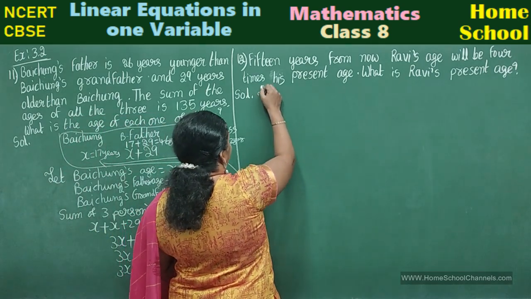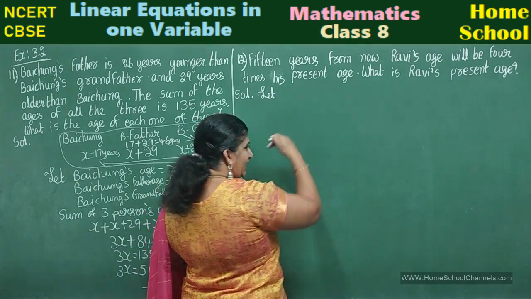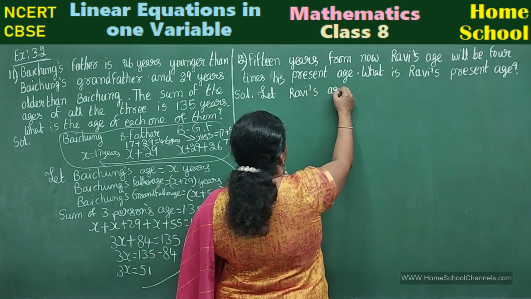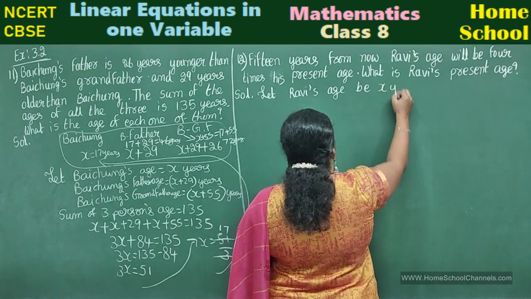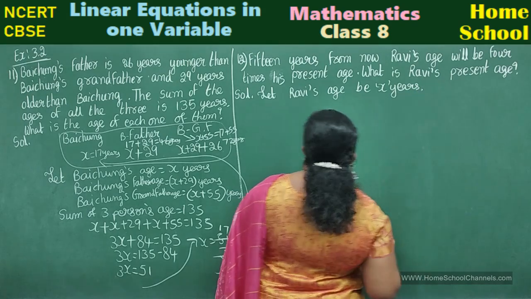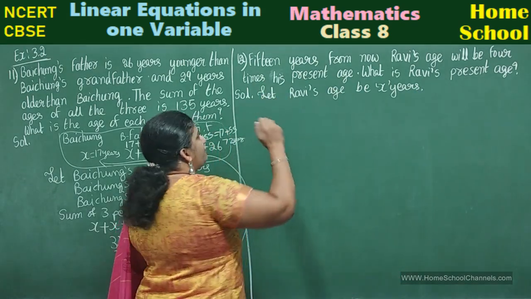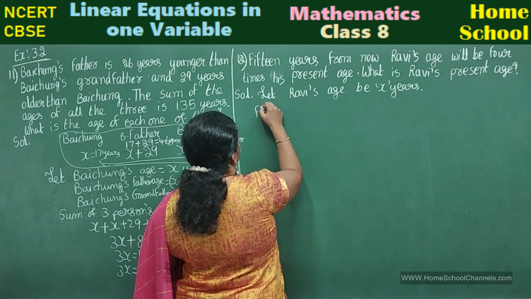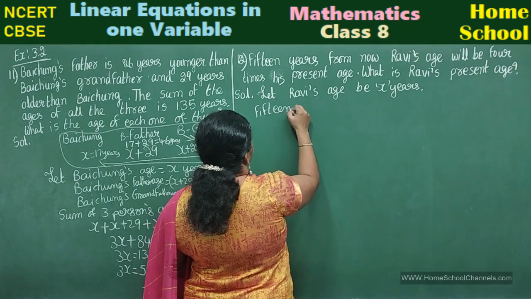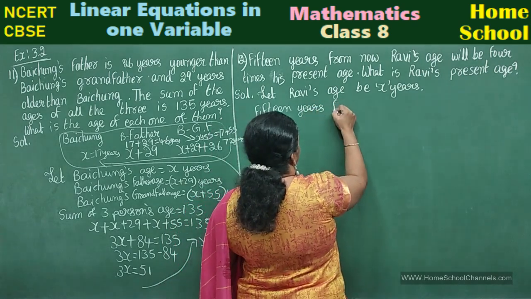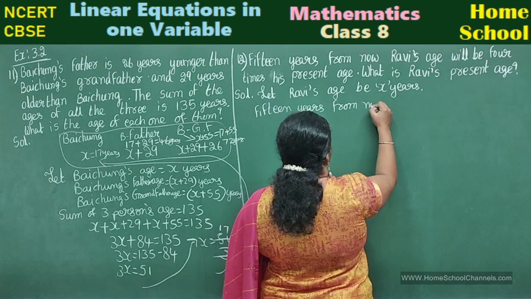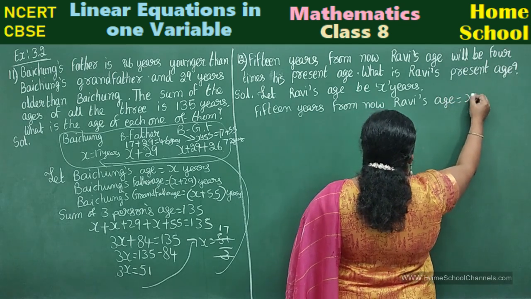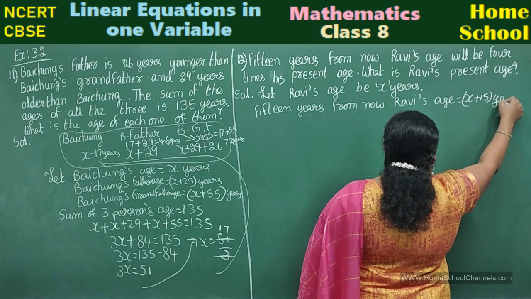Let me start the solution here. Let us assume. Let means we are assuming. Let Ravi's age be X years. What is your first line? 15 years from now, what is Ravi's age? 15 years from now, Ravi's age is equal to X plus 15 years.